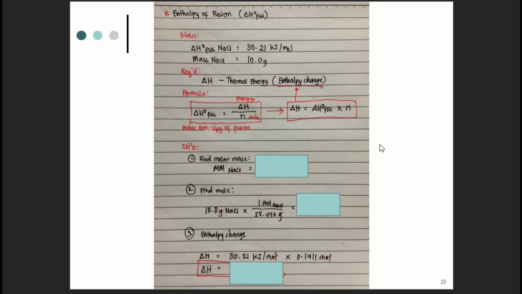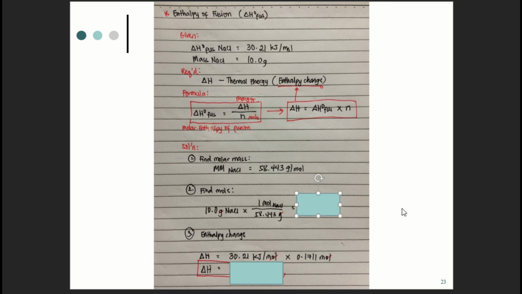So first, we need to find the molar mass. To get the mole, we need the molar mass. Using the computation for molar mass, the molar mass of sodium chloride is 58.443 grams per mole. So we now have the molar mass and the given mass, so we can now find the mole. We use the molar mass as a factor to get the mole.